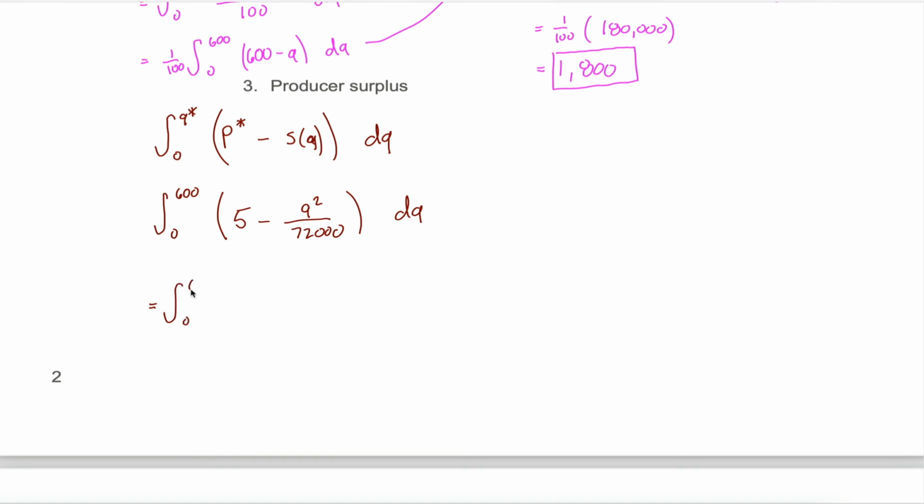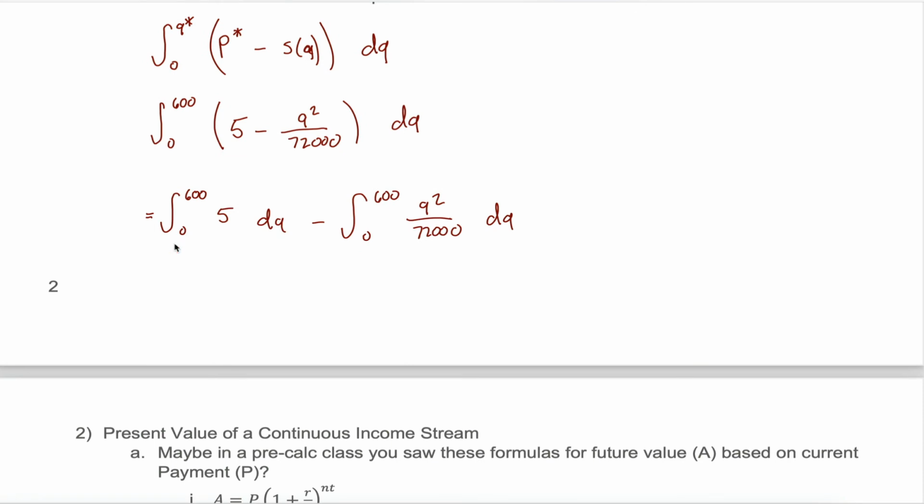One way is to think about it as two different integrals. The definite integral from 0 to 600 of the number 5 minus the definite integral from 0 to 600 of the quotient Q squared over 72,000. The reason you might want to write it this way is because this is a pretty easy integral to evaluate. For this integral, I can think about this as 1 divided by 72,000 times Q squared, so I can pull that 72,000 out in front. I'll write that all down: the integral from 0 to 600 of 5 dq minus 1 divided by 72,000 times the integral of Q squared dq.